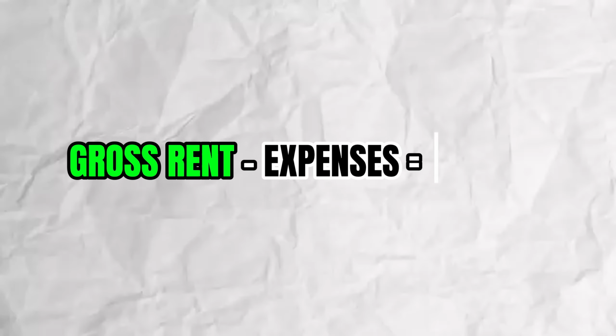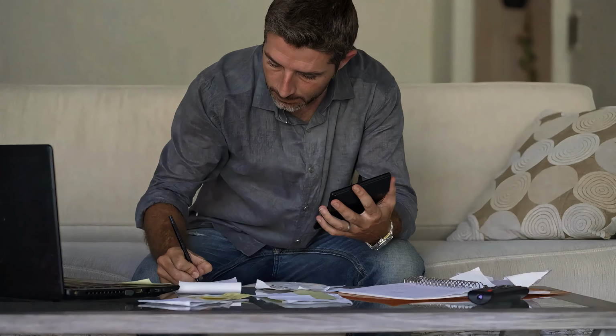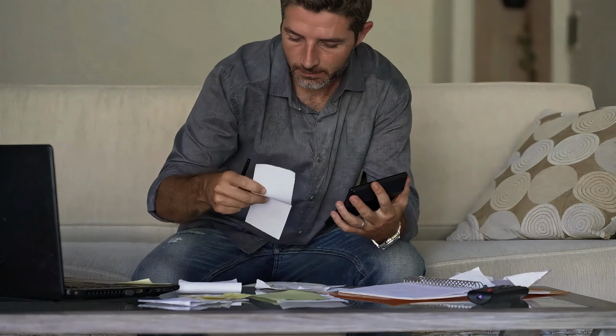So a pretty simple cash flow formula is gross rent minus expenses equals cash flow. So what am I talking about when I say expenses? I'm talking about things like mortgages, taxes, insurance, repairs, vacancies. Your goal is to have a solid monthly cushion after all the bills are paid.